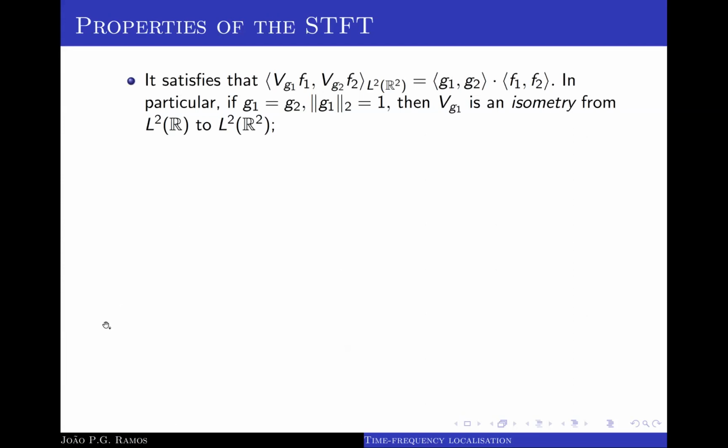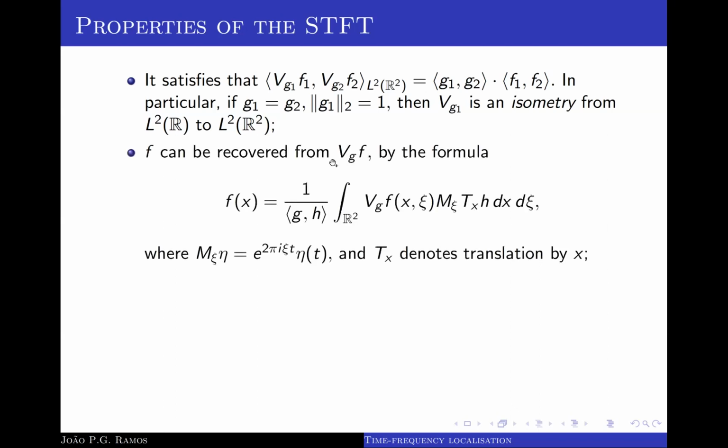Let's maybe discuss a couple of properties of the short time Fourier transform. First of all, if you take the inner product of V with a certain window g1 at a function f1 and V with a certain window g2 and a function f2, then they actually tensorize. In particular, if g1 is equal to g2 and the L2 norm of them is equal to 1, then this short time Fourier transform with that fixed window is going to be an isometry from L2 of the real line to L2 of R2.